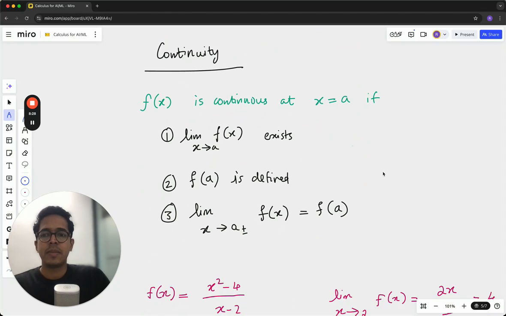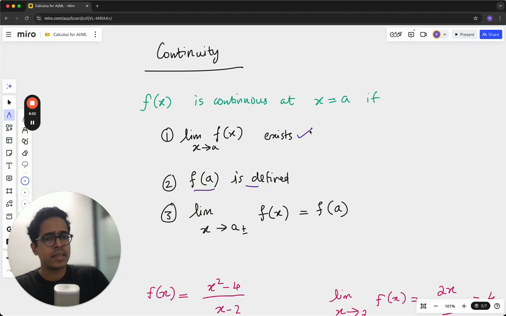There is one more concept called continuity of a function. A function f of x is continuous at x equal to a if limit x tends to a of f of x exists. So the limit existing is one thing. f of a is defined. Then the limits as x tends to a from the plus direction and the minus direction are both the same, and they should be equal to f of a.